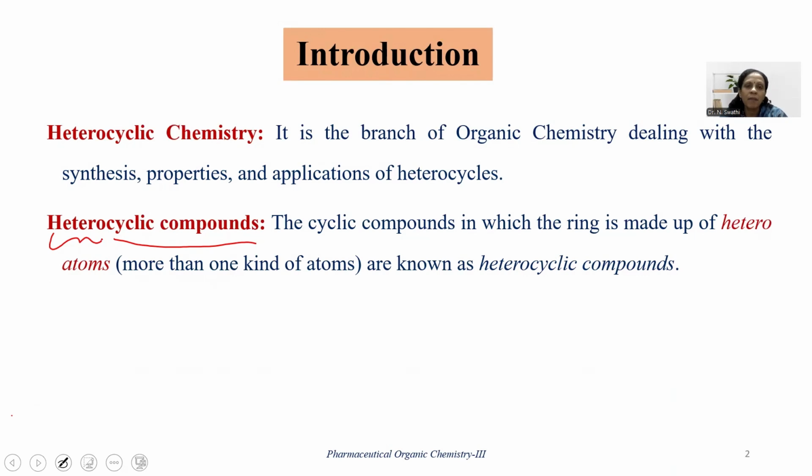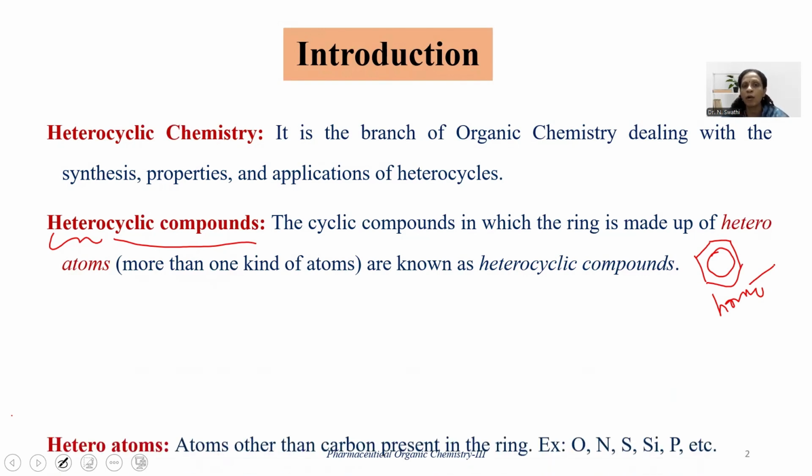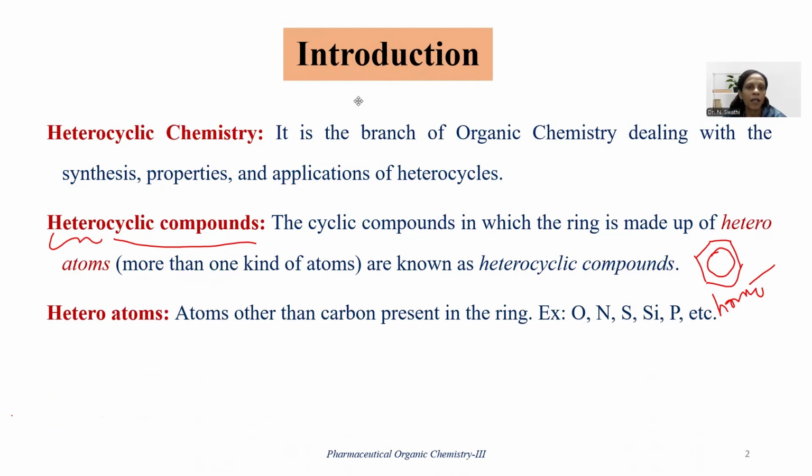If you consider benzene as an example, in case of benzene, the ring is made up of only one kind of atom, that is all atoms involved in the cyclic ring formation in case of benzene are carbon. So such type of systems are known as homocyclic systems. When it comes to heterocyclic systems, here the ring is made up of more than one type of atoms. That means other than carbon also there will be some heteroatoms present.